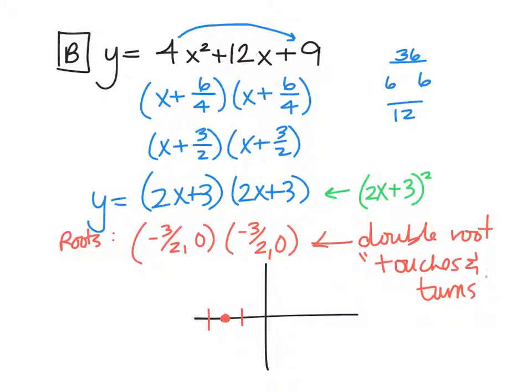Basically meaning it's not actually going to cross through the x-axis, because we know that this function already has a y-intercept of 9 up here, and that it opens up with a positive vertical stretch of 4. So when I connect my parabola, it's going to look like this. So what I want you to recognize is that when you have this double root right here, it's going to end up in this touch and turn, where it's only going to hit the x-axis one time.